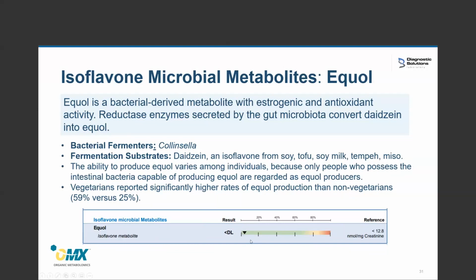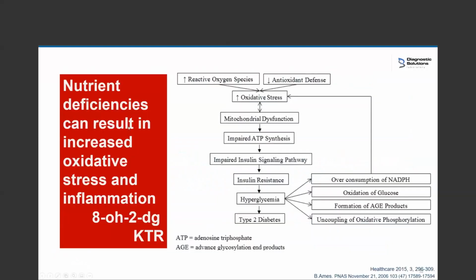So nutrient deficiencies can result in oxidative stress and inflammation. So two of the big ones I think of are 8-hydroxy-2-deoxyguanosine and the kynurenine to tryptophan ratio. So I always think of that with nutrient deficiencies. So they can lead to increased oxidative stress, which itself can cause issues.